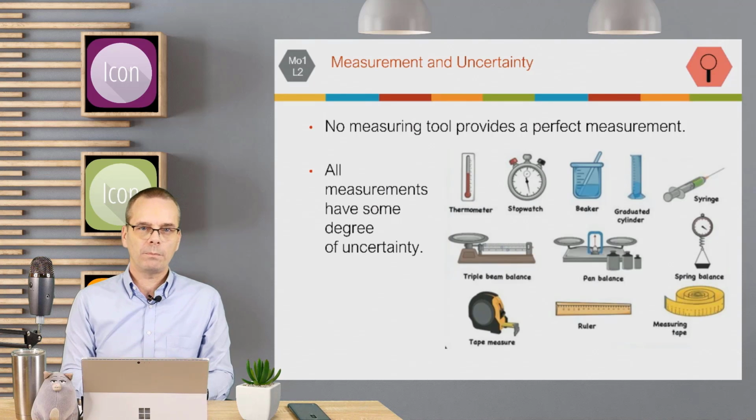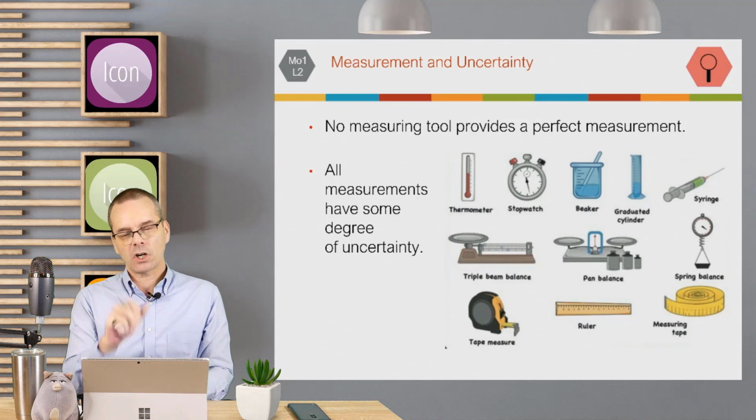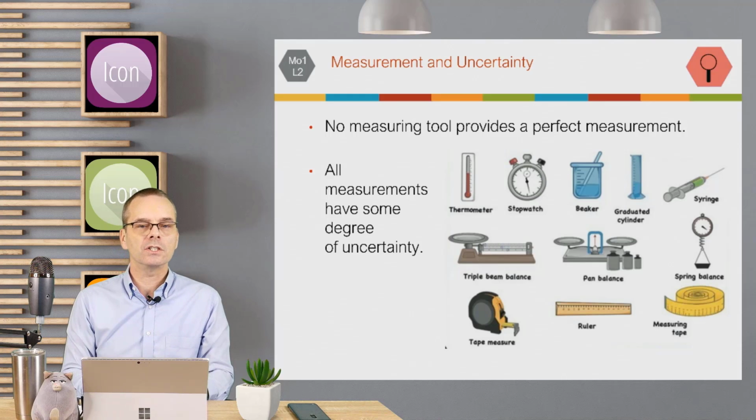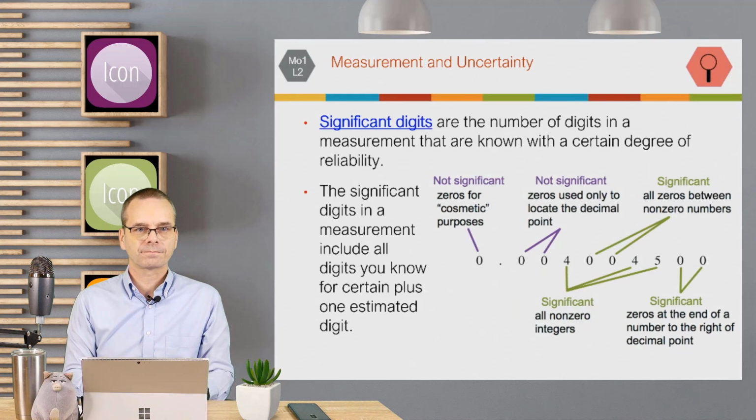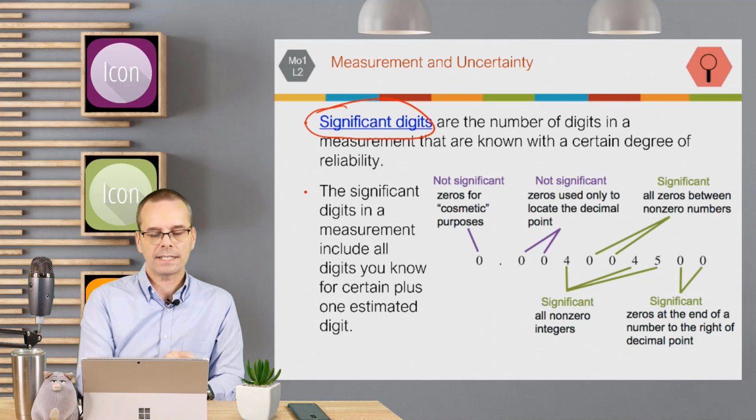Now, remember that when we're measuring, no measuring tool provides perfect measurement. All right? All measurements are kind of a little off or a little uncertain. And that's where significant digits come in. This is where scientists get that.